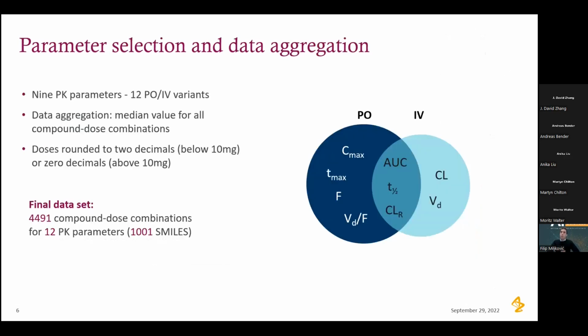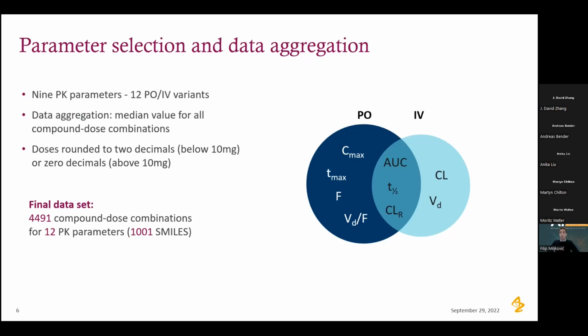At the very end, we have obtained data for 9 different PK parameters, and as you can see to the right, these can be divided into 12 PO (oral) and IV (intravenous) variants. Some of these parameters have been measured for both PO and IV, and these are AUC or area under the curve, half-life, and renal clearance, while others were exclusively measured for IV or PO, as you can see in the Venn diagram.